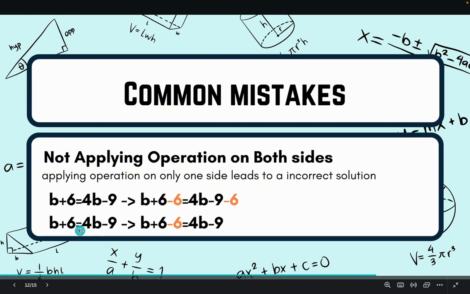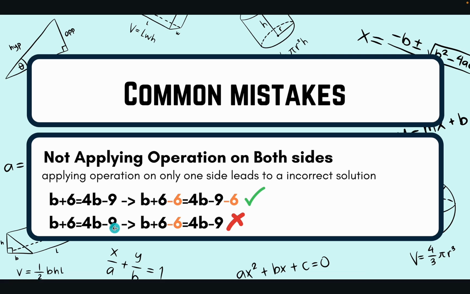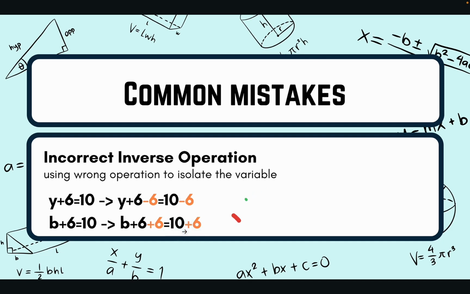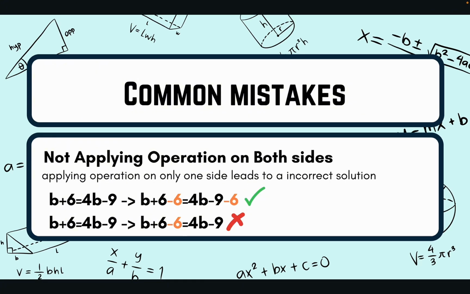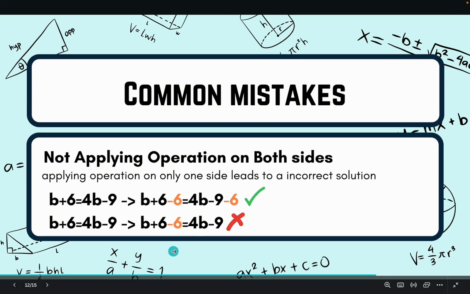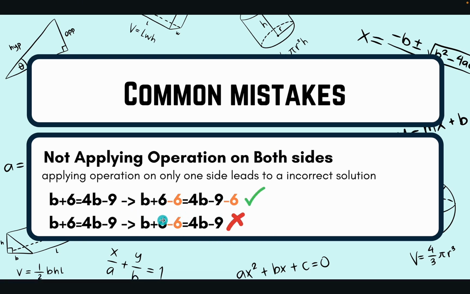b plus 6 equals 4b minus 9. You have to first subtract 6 from each side, right? So here it only subtracted 6 from one side. Oh my god. Sorry. And this is the mistake they made. And to correct them, you have to subtract 6 from both sides.